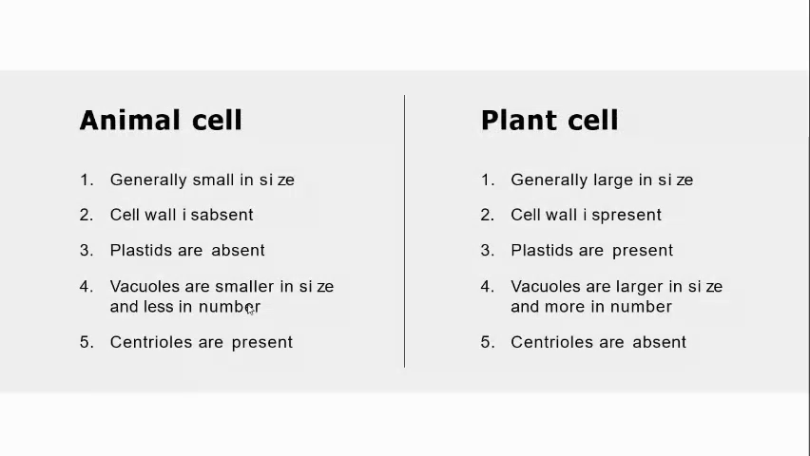So, the comparison between the animal cell and the plant cell. In terms of size, the animal cell is smaller than the plant cell. Cell wall is absent in the animal cell, but cell wall is present in the plant cell. Now, plastids are absent in the animal cell while plastids are present in the plant cell. Vacuoles are smaller in size and fewer in number in animal cells, while plant vacuoles are larger in size because they are for storage of food. Centrioles are present in animal cells while centrioles are absent in plant cells.